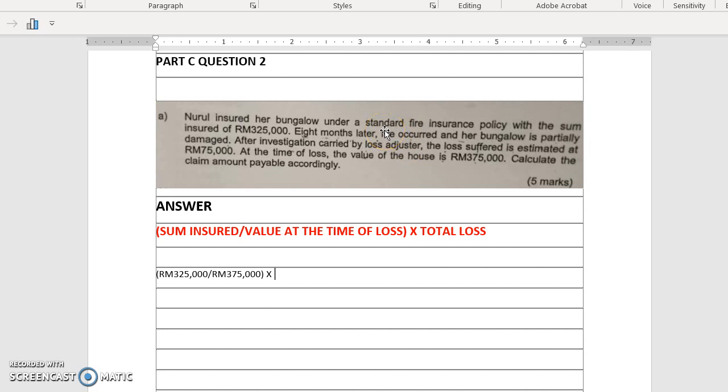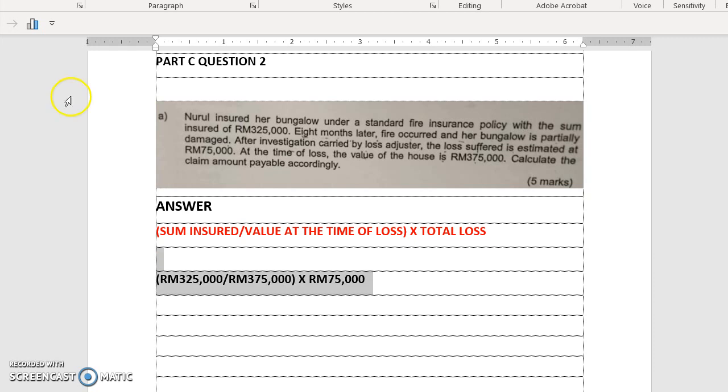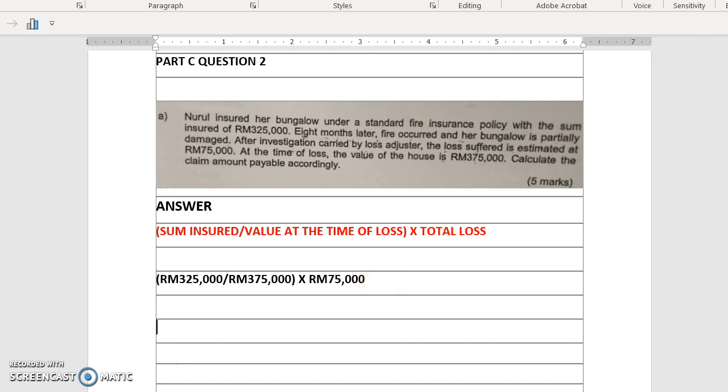The amount of total loss is estimated at 75,000. So you calculate here, the amount of total loss will be 75,000. So the answer is 65,000. This is basically how you will answer the question if the customer insured its asset with one insurance policy.